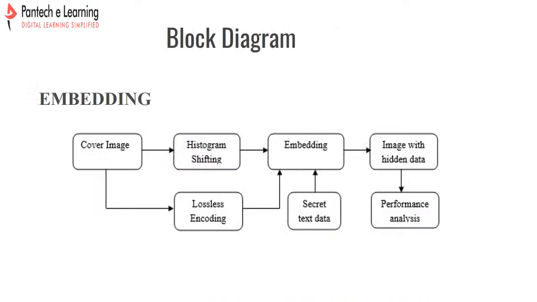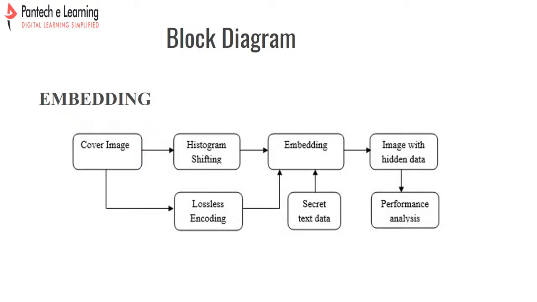This is our first block diagram, for embedding the data. Here we have the cover image. That cover image is first sent for lossless encoding as well as histogram shifting. Based on the histogram values, it will reduce its functions, or whatever the clarity range we see. By combining both the lossless encoding and histogram shifting, they will be able to produce the embedded data.